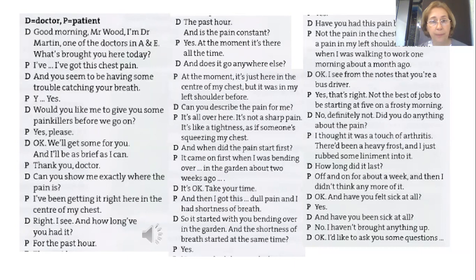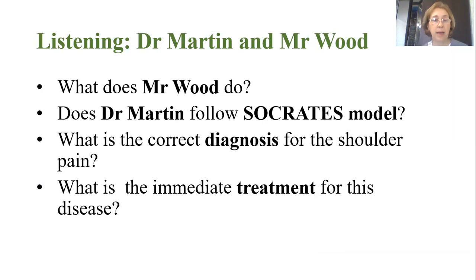And so if we have a look at the next slide, Listening 3, the first question is about what Mr. Wood does. You already answered this. He's a bus driver. So rather a hard job, especially when he gets up early in the morning on a frosty morning, as he says.